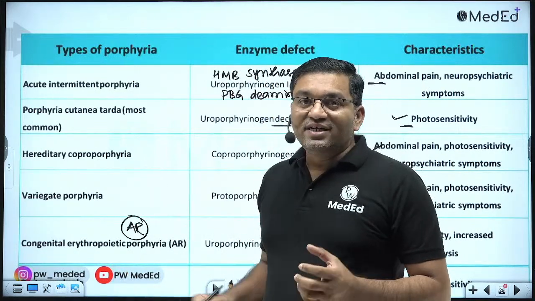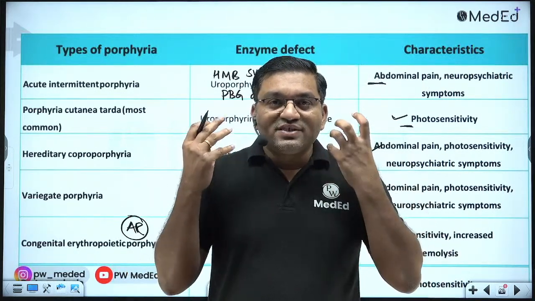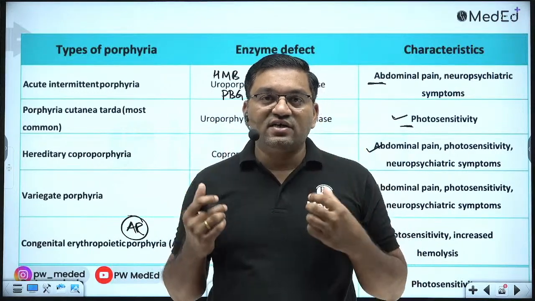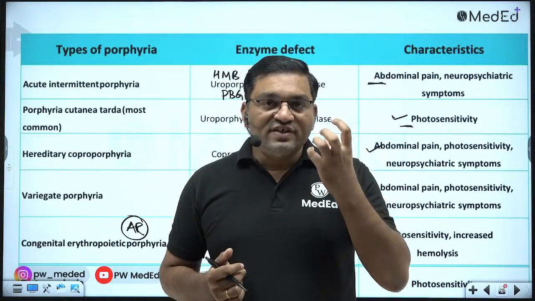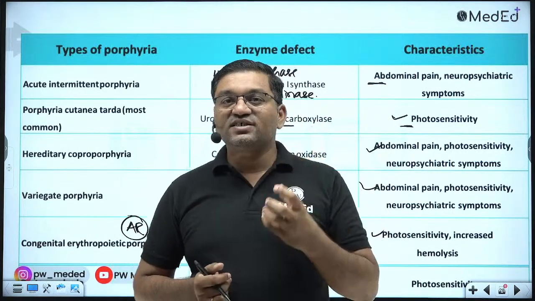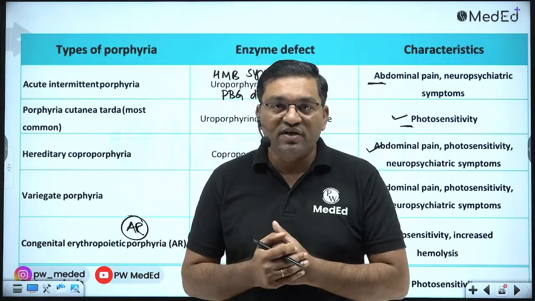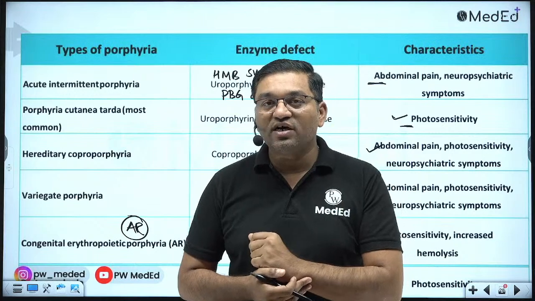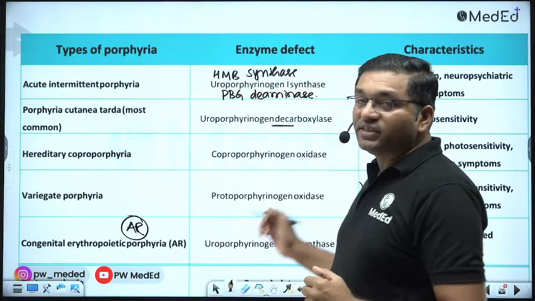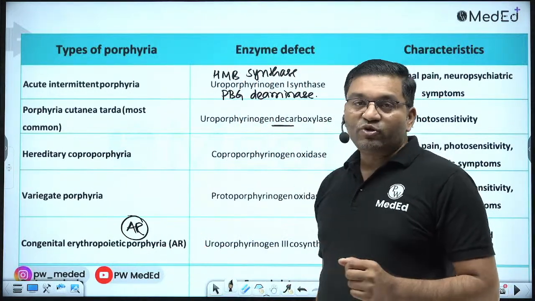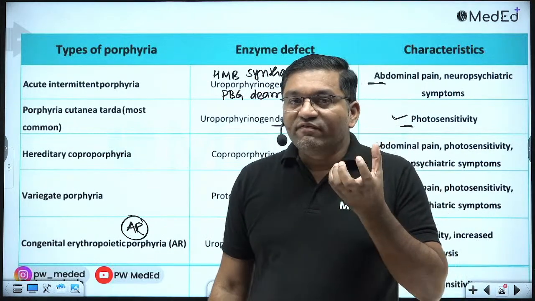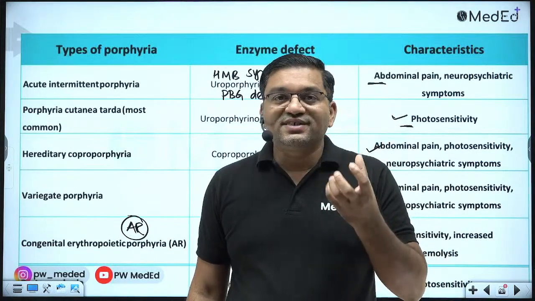In this porphyria, there are repeated skin lesions that cause scarring. Also, there are facial hairs. So facial hairs and repeated scarring give a werewolf-like appearance because of photosensitivity. So in congenital erythropoietic porphyria, the patient looks like a werewolf because of repeated scarring.